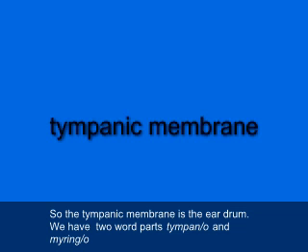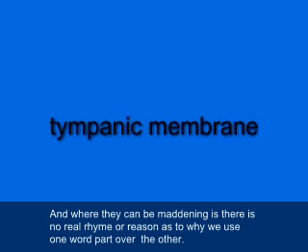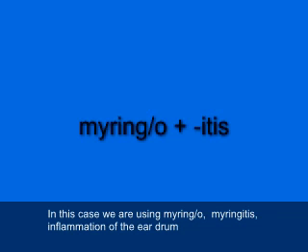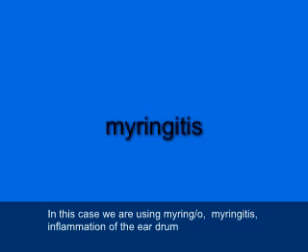We have two word parts, tympano and myringo. And where they can be maddening is there's no real rhyme or reason to why we use one word part over the other. So you're going to need to pay careful attention and memorize these things. In this case, we're using myringo, myringitis, inflammation of the eardrum.